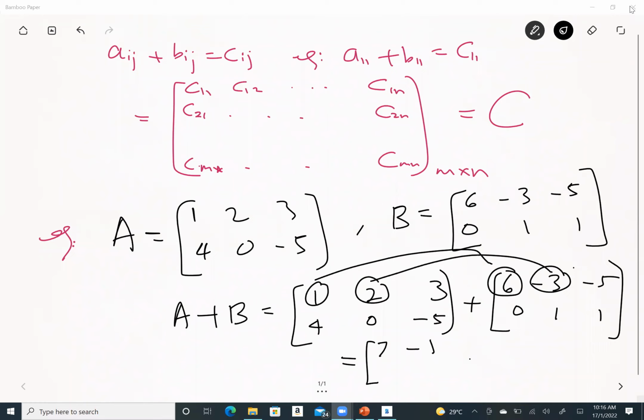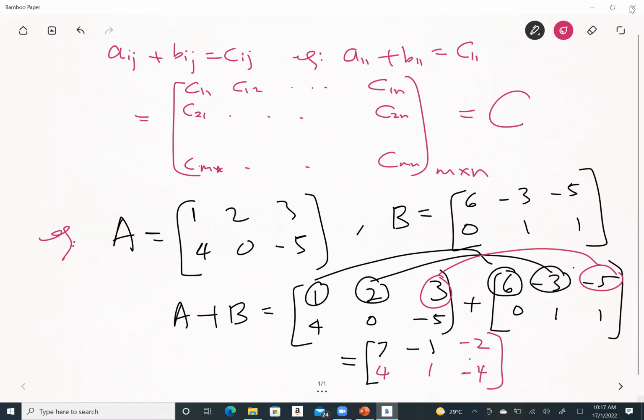So next you add the next corresponding element, row 1, column 3, with row 1, column 3. So 3 plus negative 5. So you got negative 2. So for addition, kita buat direct ya. You do it right away. 4 plus 0 will be 4, 0 plus 1 will be 1, negative 5 plus 1 will be negative 4.